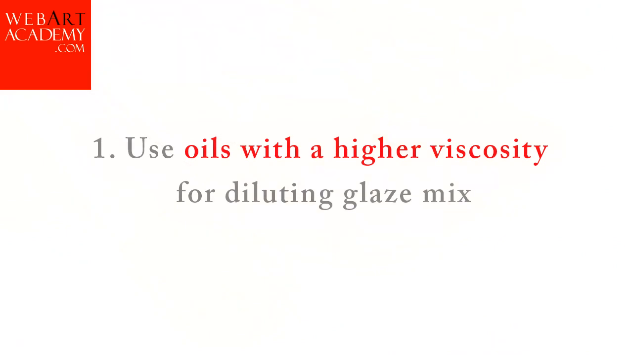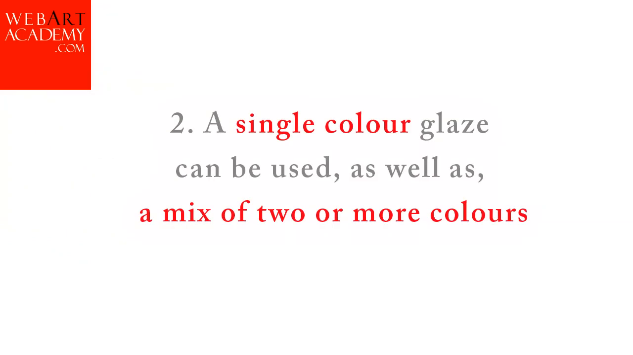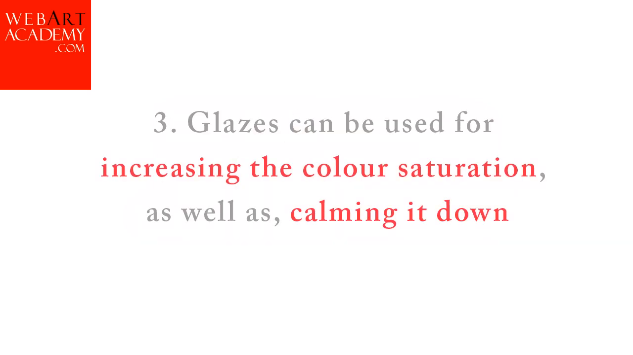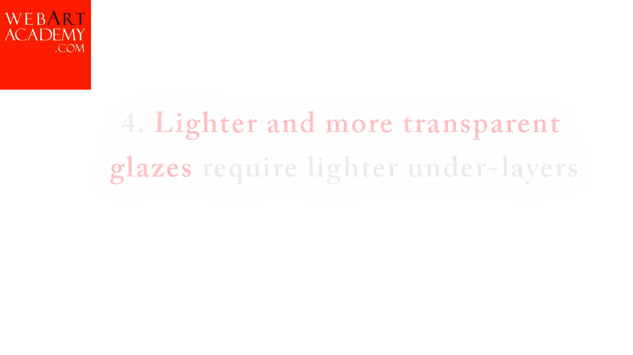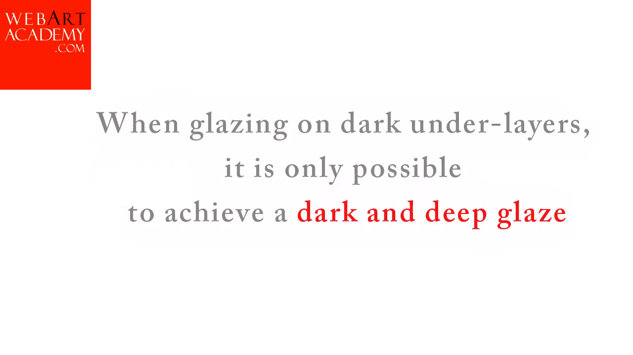1. Use oils with a higher viscosity for diluting glaze mix. 2. A single color glaze can be used, as well as a mix of 2 or more colors. 3. Glazes can be used for increasing the color saturation, as well as calming it down. 4. Lighter and more transparent glazes require lighter underlayers. When glazing on dark underlayers, it is only possible to achieve a dark and deep glaze.